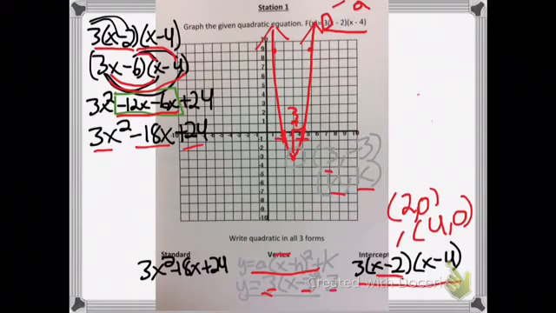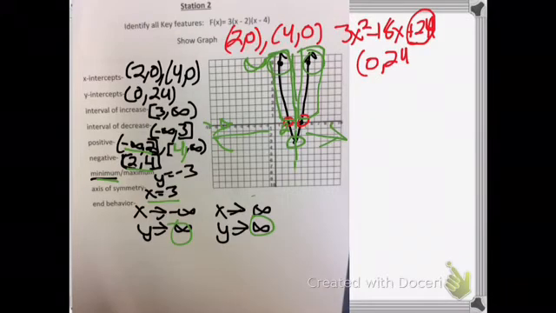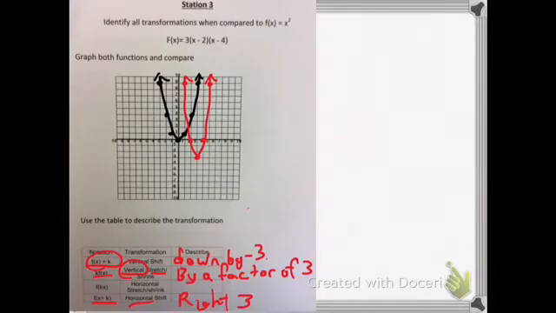Alright. So we've looked at the different forms. We've also looked at the characteristics of our first function. Now let's look at the transformation. And notice I've graphed x squared in black, and I have graphed our function 3 times (x minus 2)(x minus 4) in red. Alright, so we're going to look at this and see what has happened.